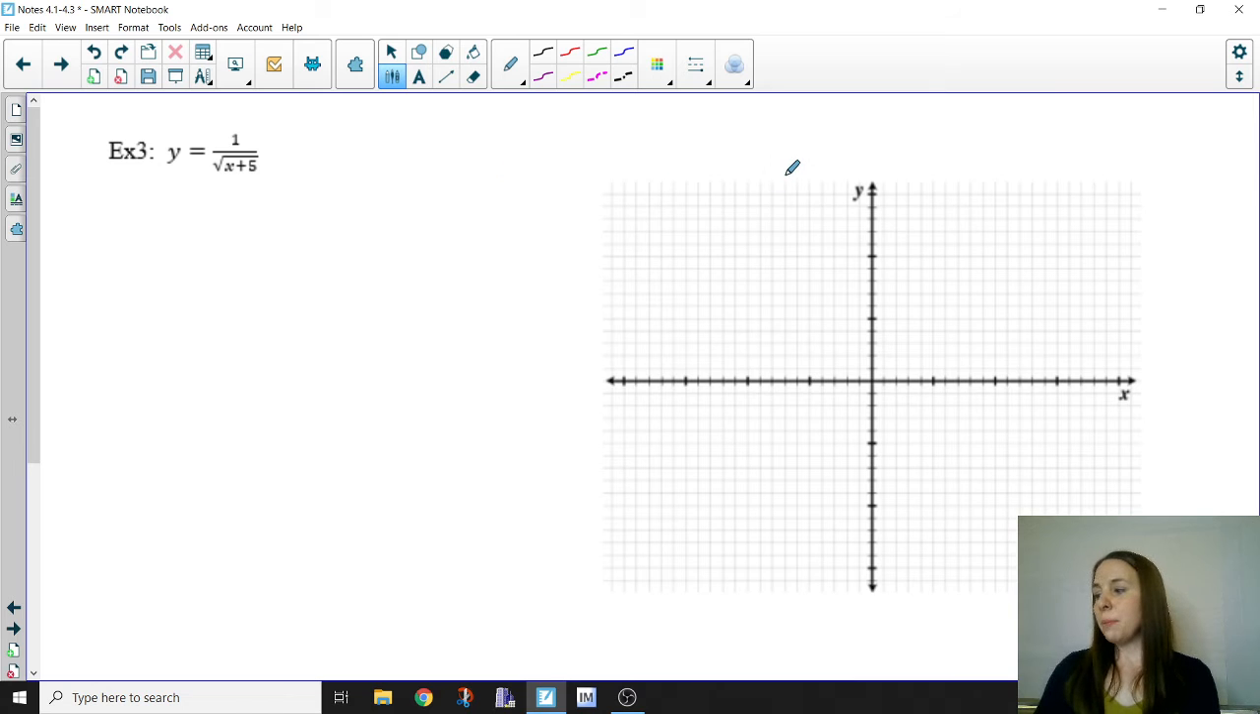Okay. For example 3, we have another rational function, and it's a little bit trickier this time. The graph actually does not look as difficult, but it's a little bit trickier to understand what's going on here because we have a square root in our denominator, and that will affect our restrictions. Because I don't want to make this video too long, I am going to talk about the restriction mostly here and what that looks like.